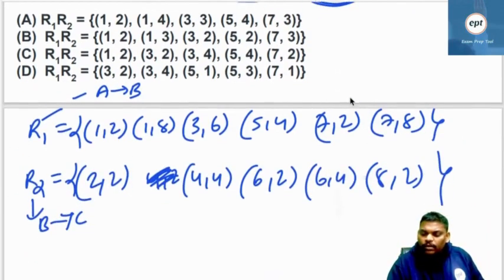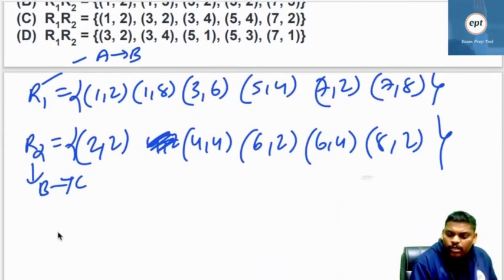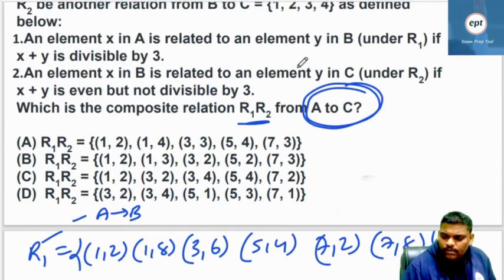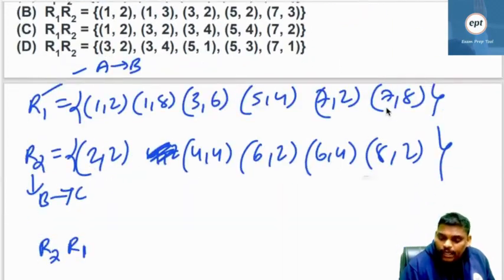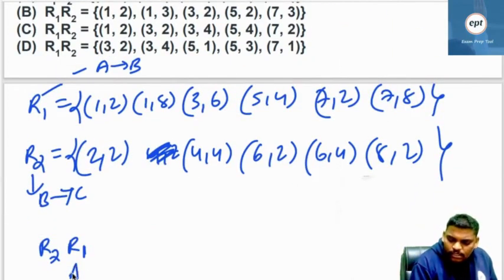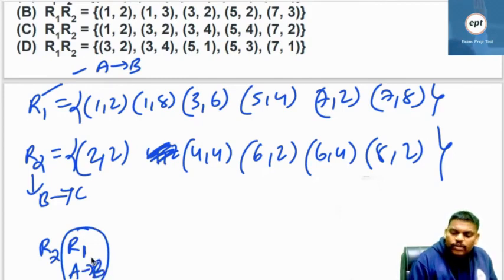Always remember, if you want A to C, R1 is from A to B, R2 is from B to C. So you should do it like this: R2, R1, because you want to start with A. See this one, A to C. See the class notes properly. First you want A. Who will give A? This person. He will give A to B.